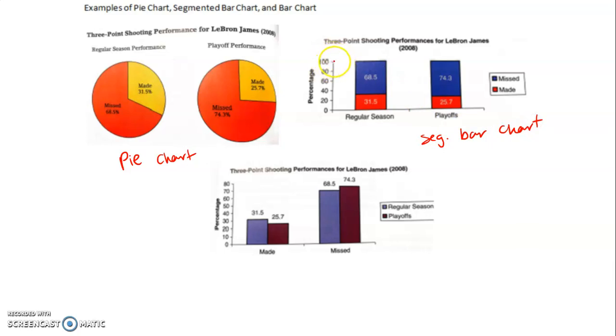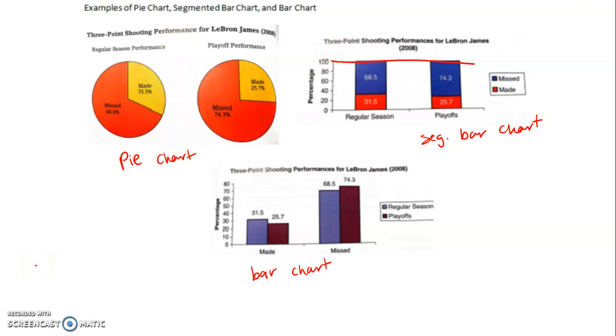Notice each of these bars goes up to 100%. Remember, in a segmented bar chart, they always go to 100%. And we've got sections here represented by the key. We've got sections for make and miss in each of the time periods, regular season and playoffs. And then down here, we've got the same data as the other two graphs, only represented as a regular bar chart. Notice we've got separate bars, and they don't have to go up to 100% because they're separate like this.